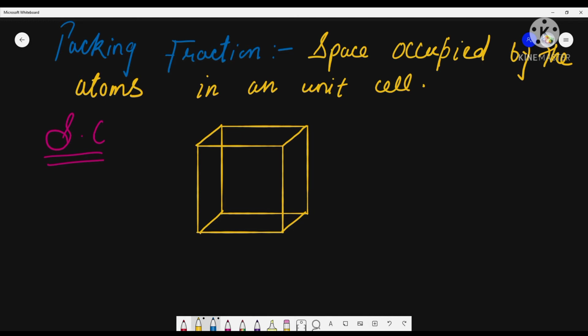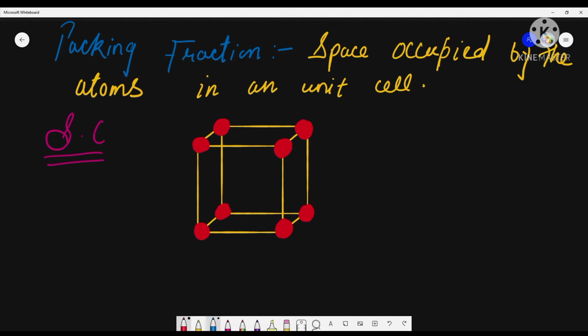Yes, this is a simple cubic unit cell, and in this cubic unit cell we will find 8 atoms. Each corner will have 1 atom, meaning total 8 atoms. In this way all the atoms are placed. Atoms are spherical in shape, so we have to draw them like spheres. Okay, now it's looking cool.